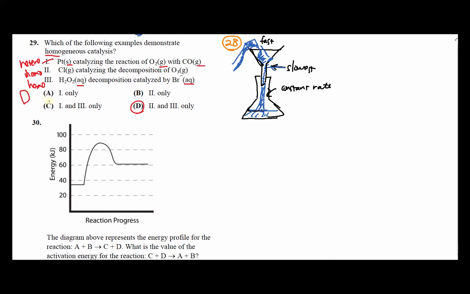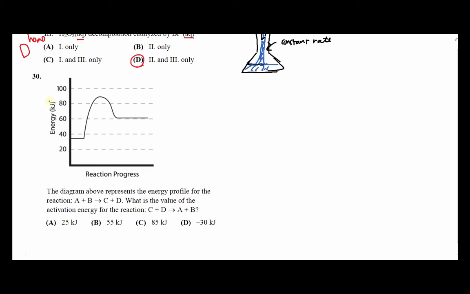Okay, moving to number 30. The diagram above represents the energy profile for the reaction A plus B goes to C and D. So let me write it for you. A plus B is on the reactant side. We have C plus D on the product side. And reaction progress is like, you can think of it like time if you want, although that's not really an accurate definition.